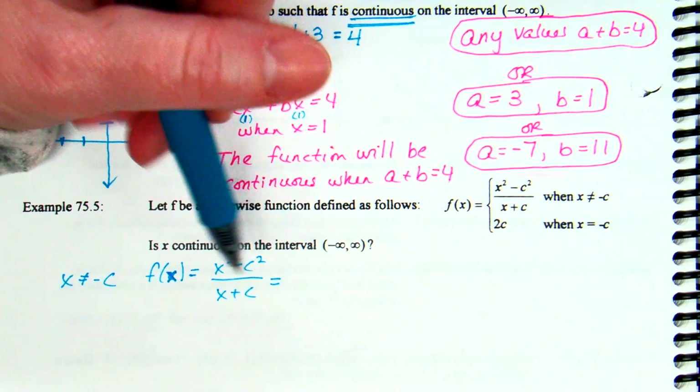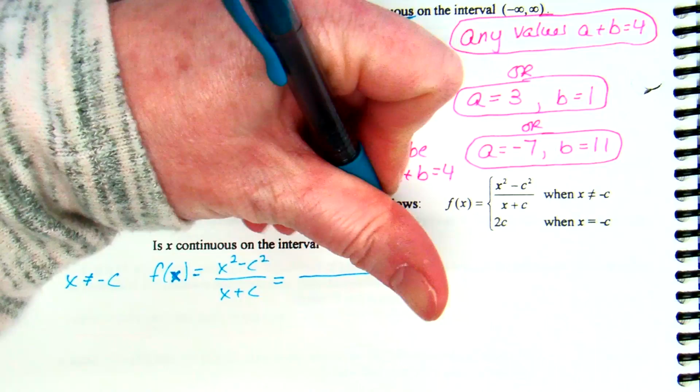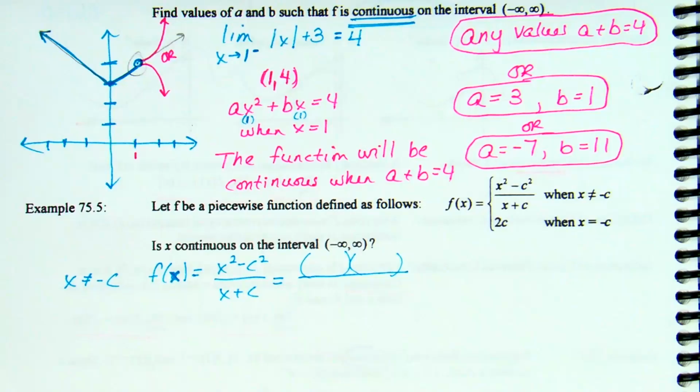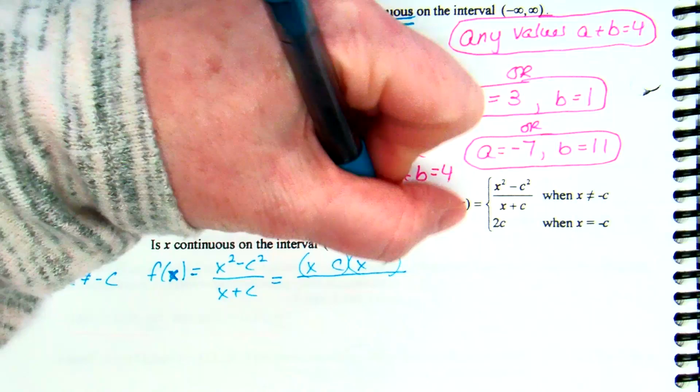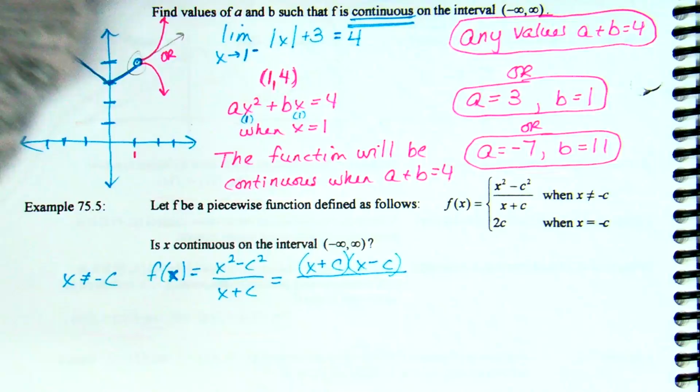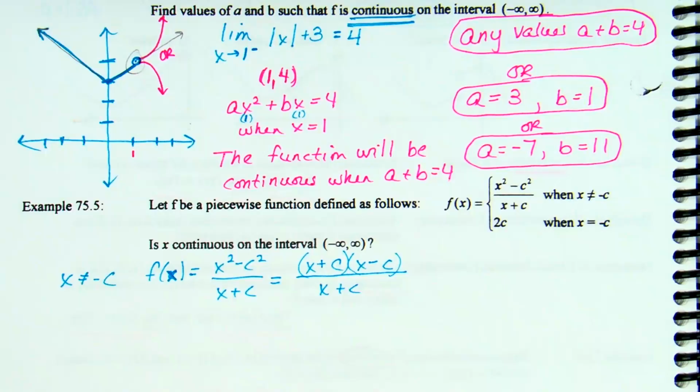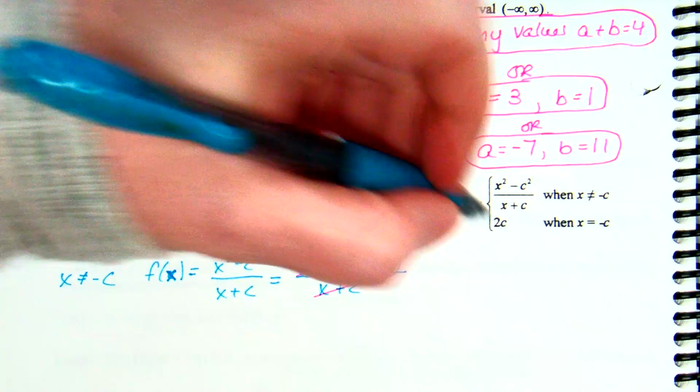X squared minus c squared. What do we know about x squared minus c squared? The square root of x squared is x. The square root of c squared is c, and since it multiplies to be a minus, it's a plus or minus. X plus c in the denominator. So what can happen here? A factor of x plus c cancels. Okay? And so this is equivalent to x minus c.